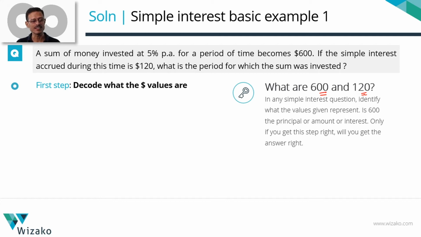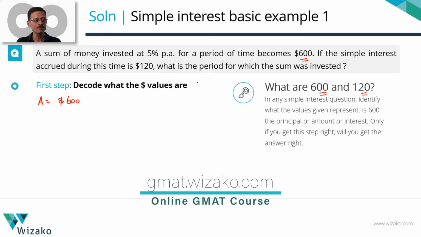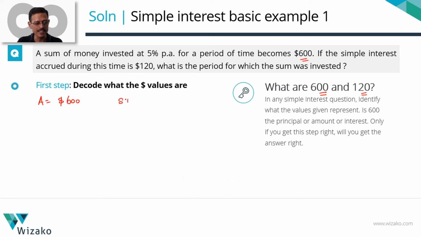What is $600 in this case? Let's have a look at it. A sum of money invested at 5% per annum becomes $600. So you put in some money, and after a period of time, if it's becoming $600, your $600 is the amount, what you are going to get back after that period. What is this $120? If the simple interest accrued during this time is $120, so there's nothing to infer here. It's explicitly stated the simple interest is equal to $120. Amount equals 600, simple interest equals 120. If you got this clarity, you're almost done.